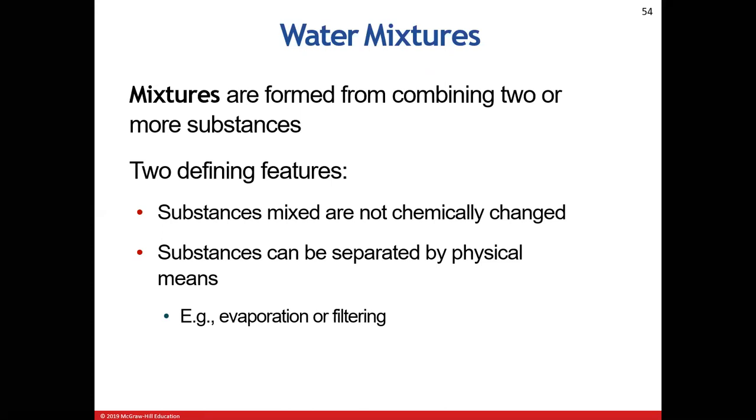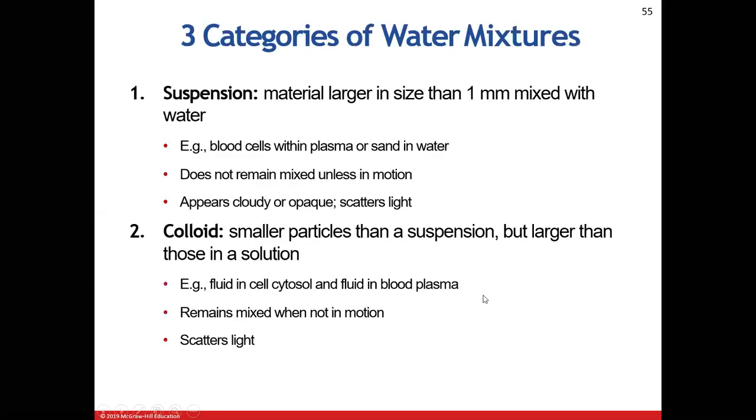So we can evaporate it or filter it. Evaporation involves a slight change in temperature to essentially boil something off. And with filtering, we just put a barrier in there. When we look at the three categories of water mixtures, one of the first we look at is a suspension. A suspension is where material larger than 1 millimeter is mixed with water. We look at blood cells mixed within plasma, or we can look at sand within water.